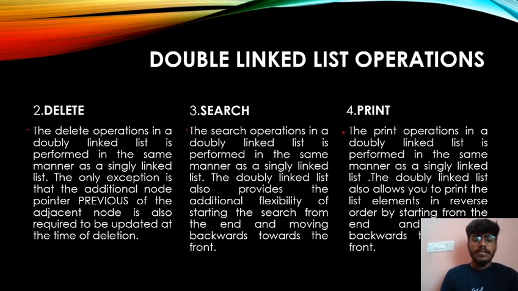Next, search. The search operation in a doubly linked list is performed in the same manner as a singly linked list. The doubly linked list also provides the additional flexibility of starting the search from the end and moving backwards towards the front. Next, print. The print operation in a doubly linked list is performed in the same manner as a singly linked list. The doubly linked list also allows you to print the list elements in reverse order by starting from the end and moving backwards to the front.